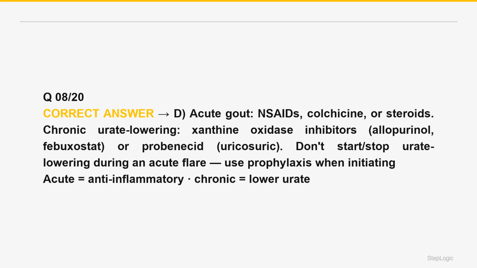When initiating urate lowering therapy, co-prescribe prophylactic colchicine or NSAID. The acute anti-inflammatory versus chronic urate lowering therapy distinction is key. Do not change urate lowering therapy during an acute attack.